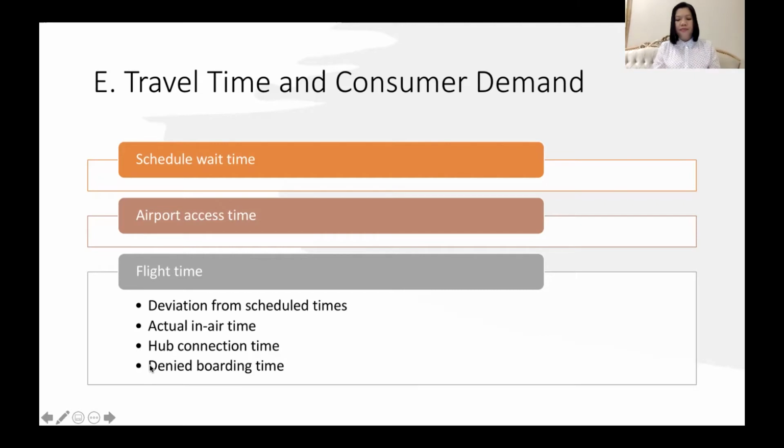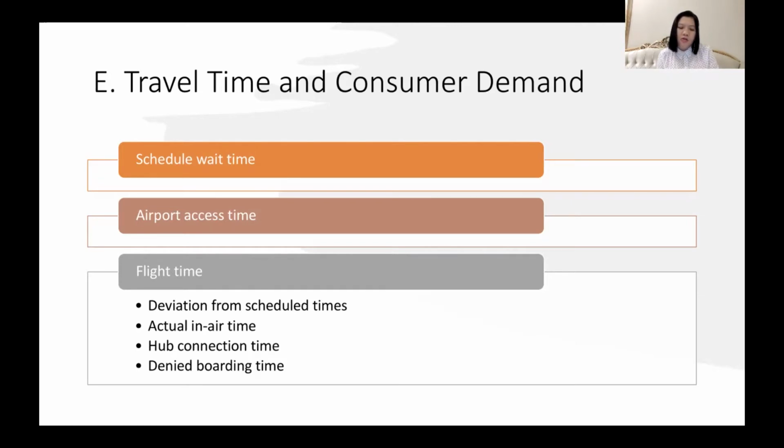And for the flight time, this is the actual time from the scheduled departure to arrival at destination. This might be broken up into three separate components. Firstly, the deviation from scheduled times. That means the flight takes longer than published because of late departures or arrivals. Second, the actual in-air time. So this is the actual time spent flying in the aircraft.